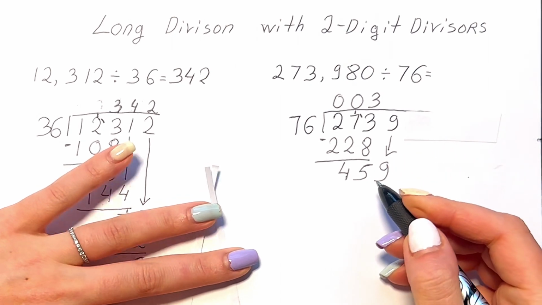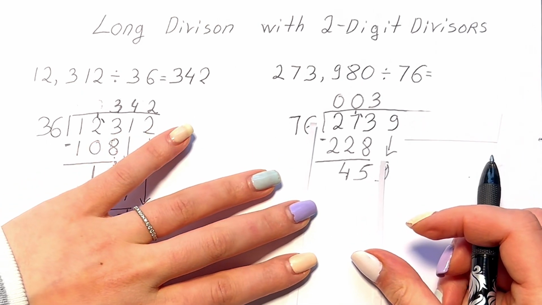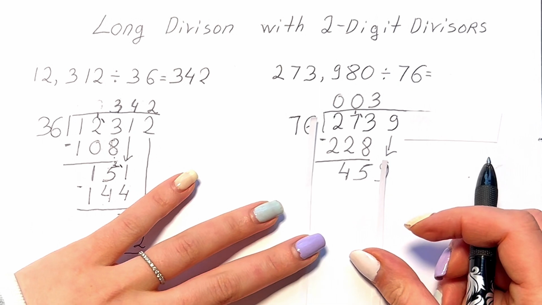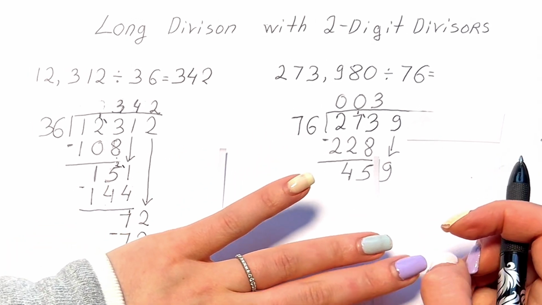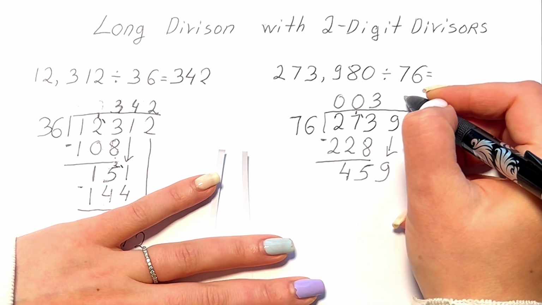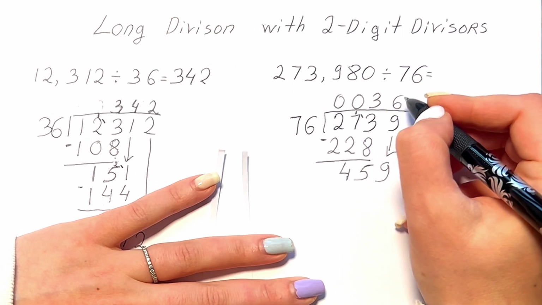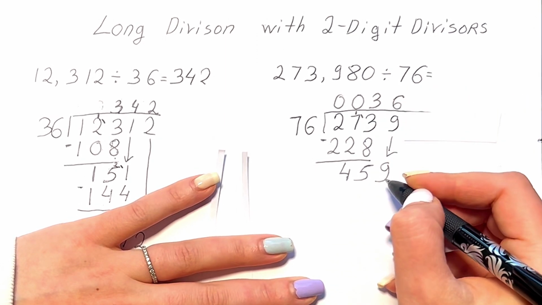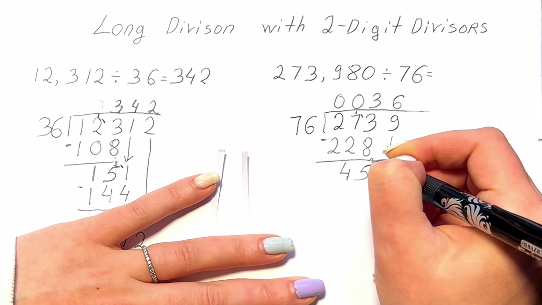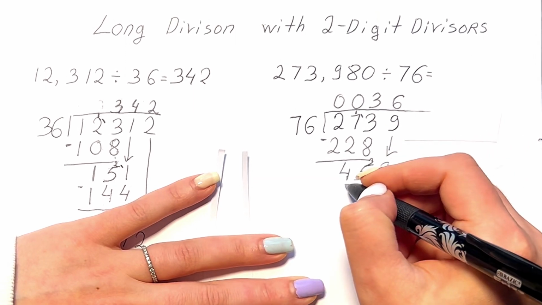Okay, the same way I'm gonna cover the last digits. Okay, 7 goes to 45 6 times. It means 76 goes to 459 6 times. Let's try it. Let's multiply 6 by 76. 6 times 6 is 36. I'm gonna put the 6 and carry 3. 6 times 7 is 42. 3 more will be 45.